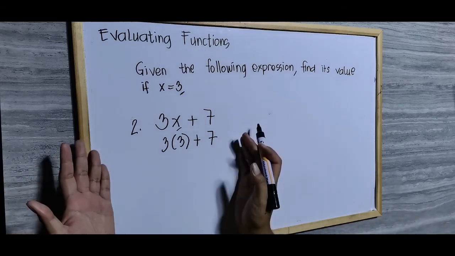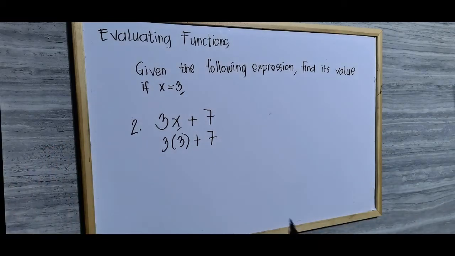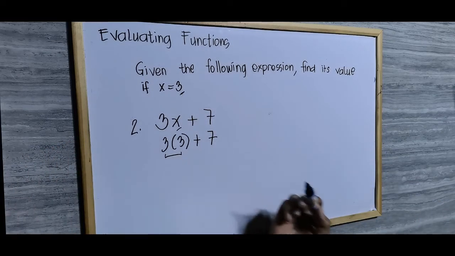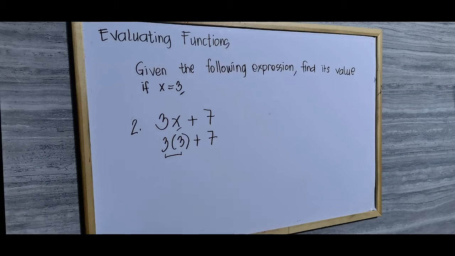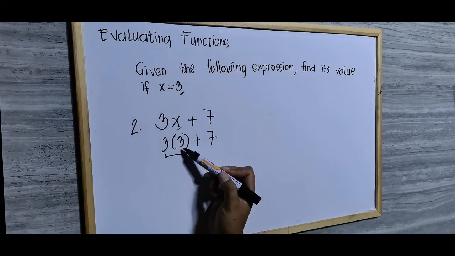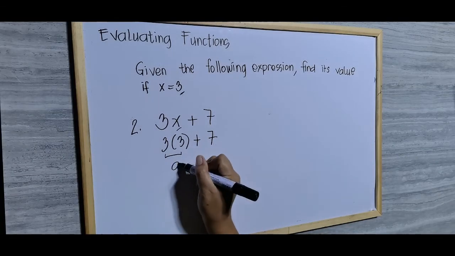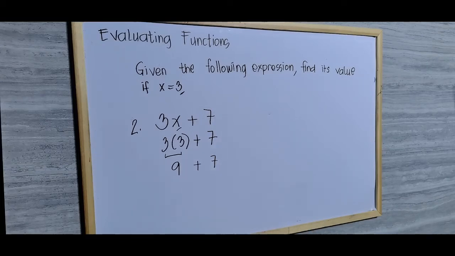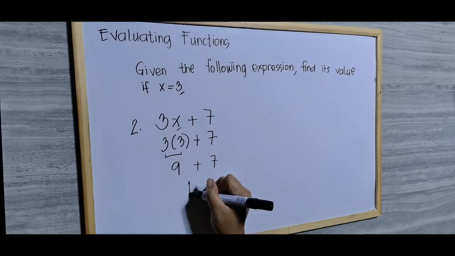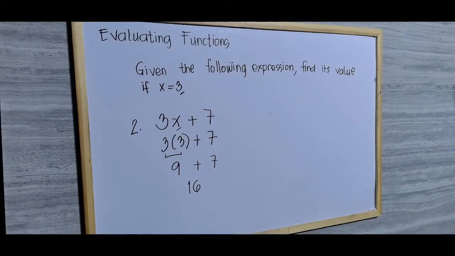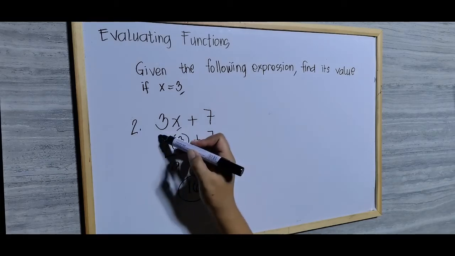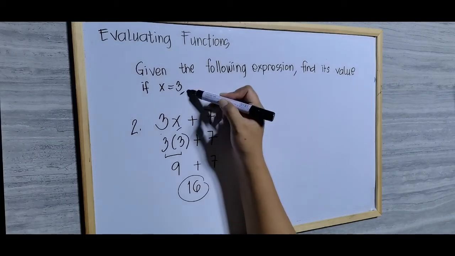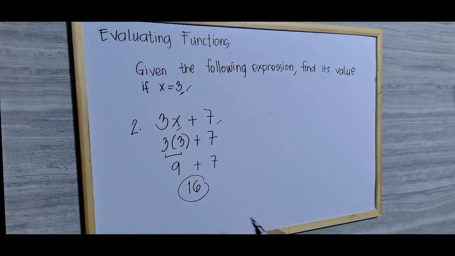In this given expression, ang uunahin natin ay si multiplication. So we have to multiply. 3 multiplied by 3, we have 9, plus 7. Then we can now proceed with the addition. 9 plus 7 is 16. So, therefore, 3x plus 7, if x is positive 3, is equal to positive 16.